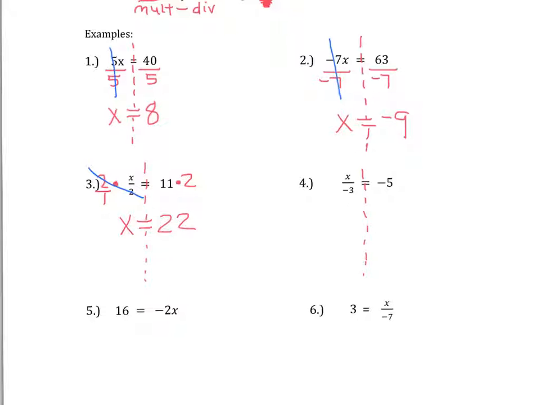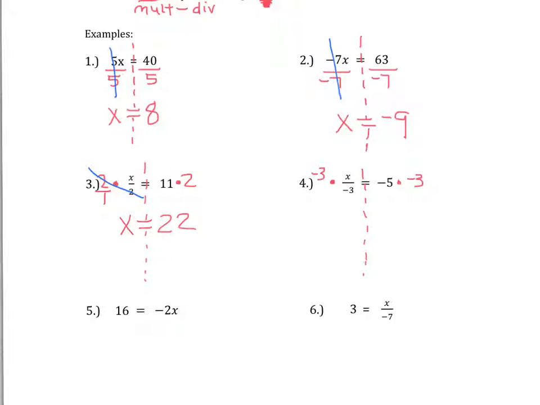The original problem has division. The opposite of division is multiplication. So instead of taking x and dividing it by negative 3, I'm going to multiply by negative 3. And I do that on both sides.